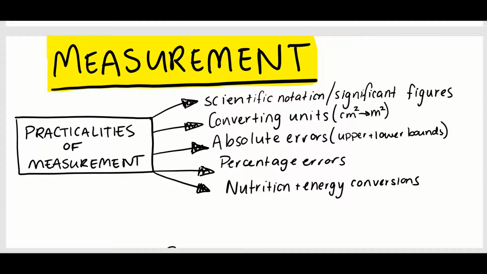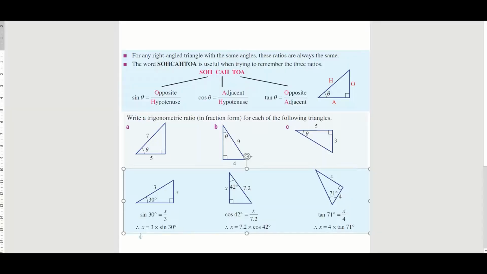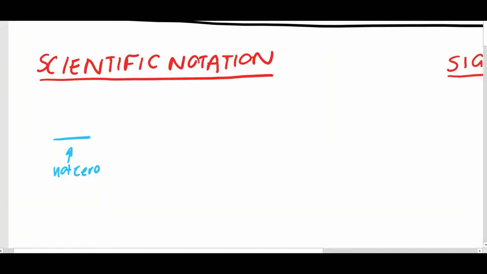The biggest part about this topic are your errors, so absolute and percentage errors. So we're going to focus a fair bit on that. Let's jump straight into it. So scientific notation, remember, it's always in the same form, and it's like a formula, really. You have the first non-zero number, a decimal point, every other number, times 10 to the power of some other number.